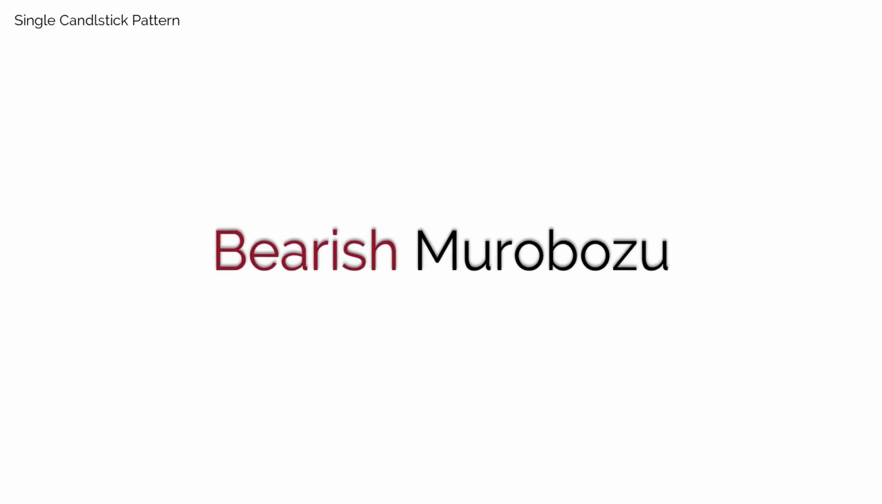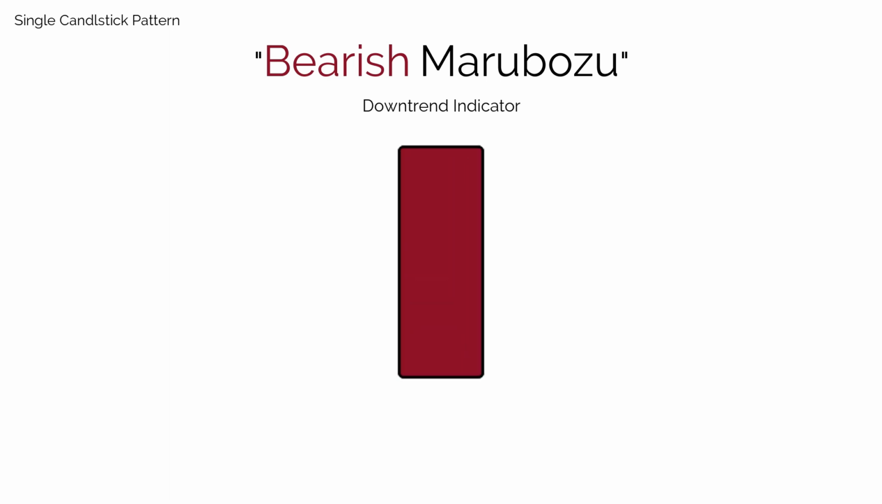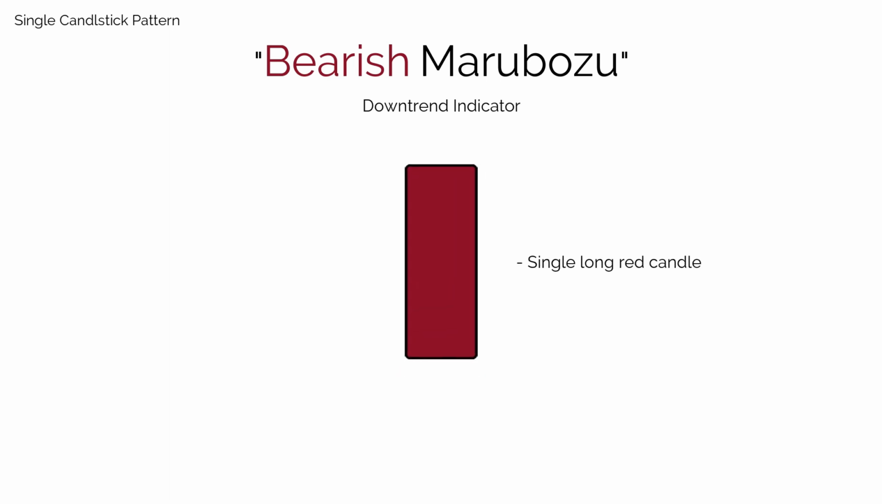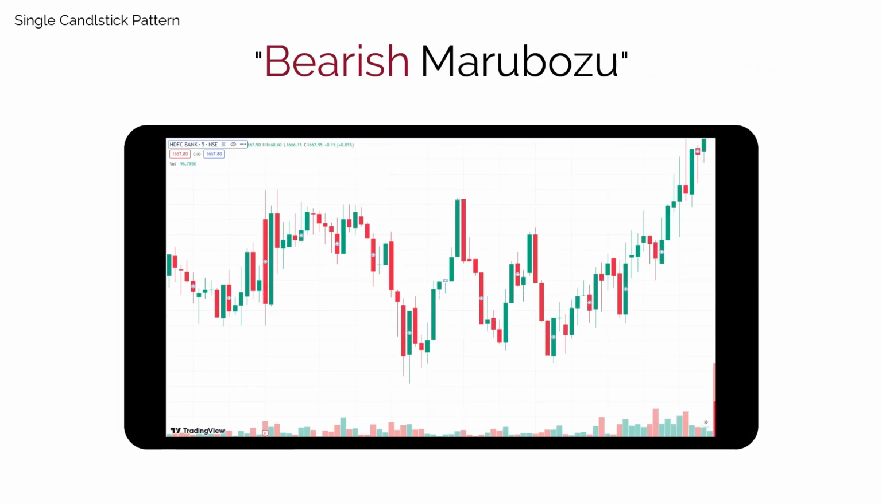Bullish Marubozu forms at the bottom of the trend and leads to the trend reversal. Bearish Marubozu. The bearish Marubozu is a downtrend indicator. Bearish Marubozu has a single long red candle with no shadow. Bearish Marubozu forms at the top of the trend, leading to the trend reversal.